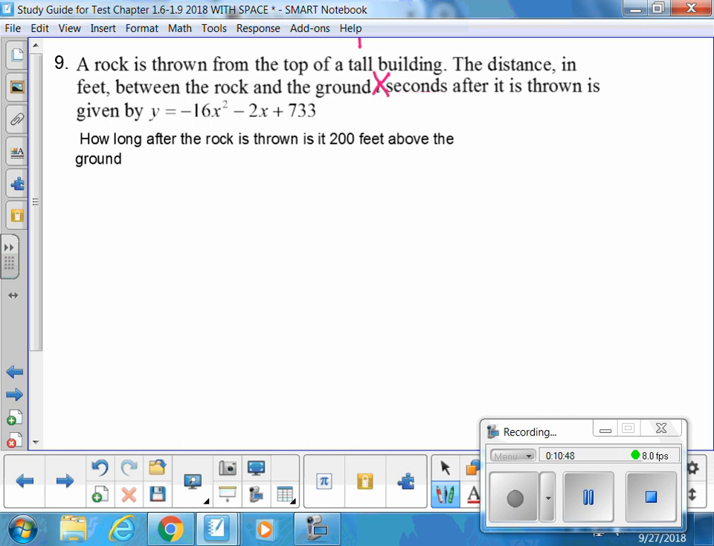Now, 9 times out of 10 with word problems, it's all about a decision you have to make. And you have to decide, is this 200 going in for x, or is this 200 going in for y? What do you guys think? It's going in for y, because x is time, and 200 is distance, height. So let's put the 200 in for y, and then we're going to solve it using our quadratic formula.